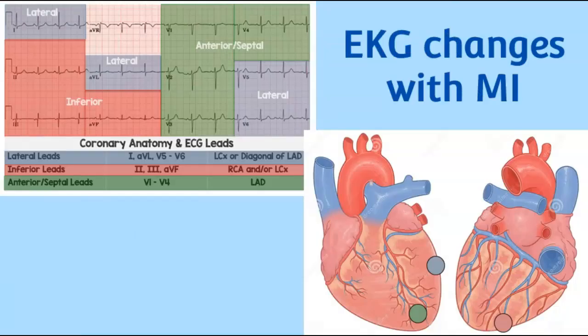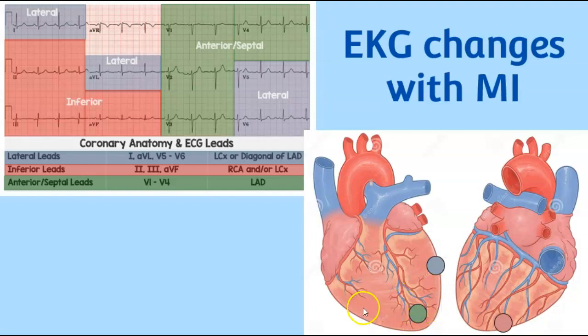Our EKG is going to be a main diagnostic test used for patients that come in with chest pain or signs and symptoms of an MI. Depending on what EKG leads have changes, it's going to correlate with where the infarct is. So for example, if there's changes in leads V1 through V4, it's affecting the LAD, and it's causing an anterior or septal infarct. You can see this is where that changes in V1 through V4, that's where your infarct would be.